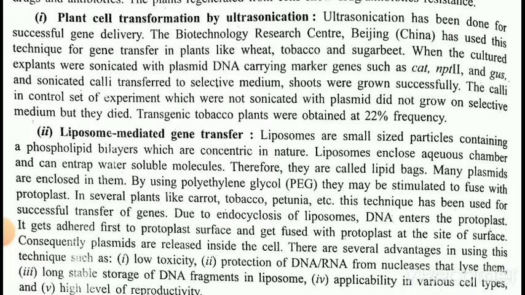1. Plant cell transformation by ultrasonication. Ultrasonication has been done for successful gene delivery. The Biotechnology Research Center, Beijing, China, has used this technique for gene transfer in plants like wheat, tobacco, and sugar beet. When the cultured explants were sonicated with plasmid DNA carrying marker genes such as CAT, NPTII, and GUS and the sonicated calli transferred to selective medium, shoots were grown successfully. The calli in the control set of experiment, which were not sonicated with plasmid, did not grow on selective medium but died. Transgenic tobacco plants were obtained at 22% frequency.